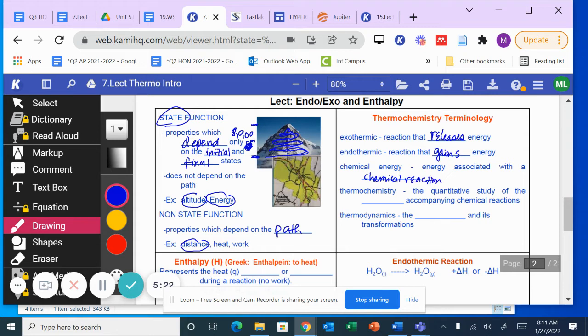Or burning something. Sometimes you'll hear me say thermochemistry or thermodynamics. Thermo just means heat, chemistry means chemicals, dynamics means studying it. The quantitative study of heat accompanying reactions. The study of heat and its transformations.